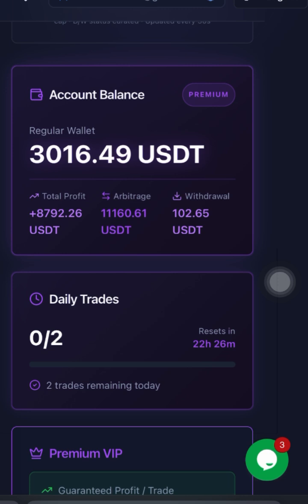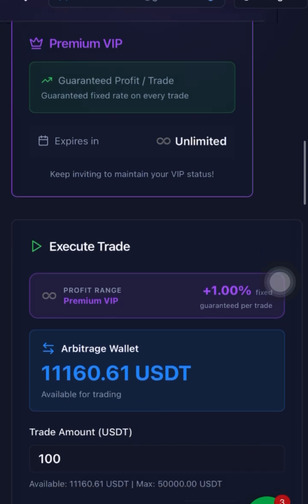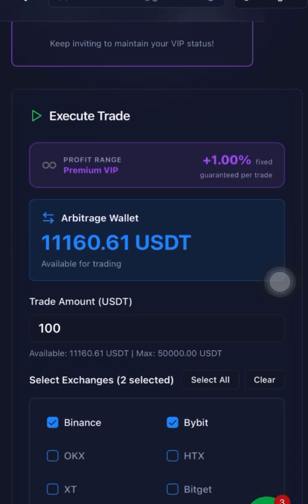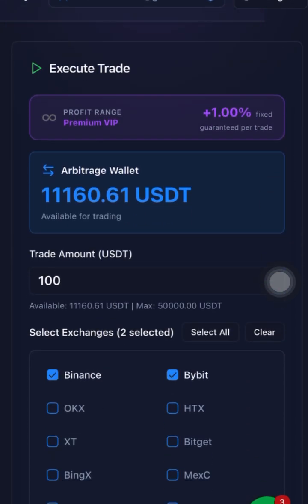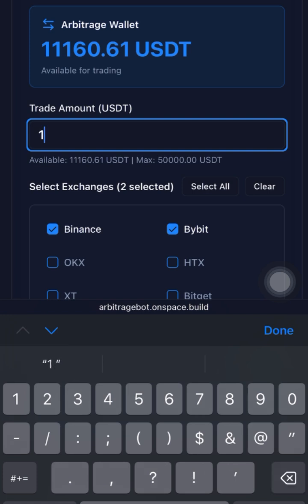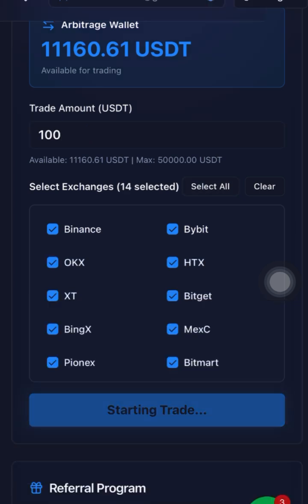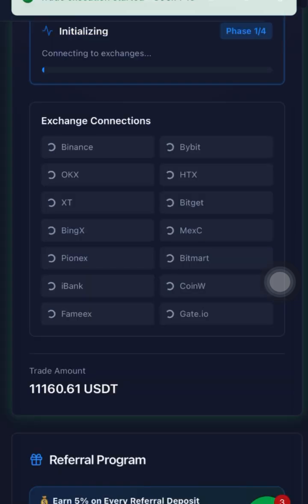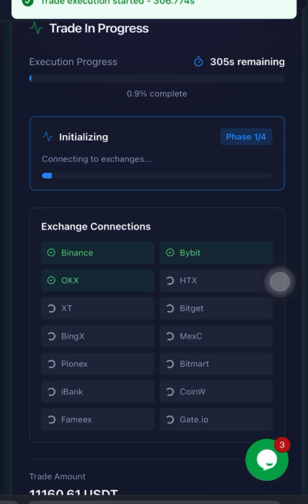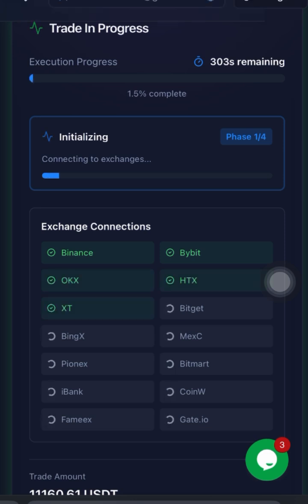When you come to the arbitrage wallet here, you can see that we have the wallet for me to trade. I'll enter the amount I want to trade with, but I'll advise you to trade all your amounts. Then you select all, then you take it to trade. The bot will start from initializing and it will do everything for you. You can cut the screen and attend to anything that you're doing, and the bot will do everything for you.